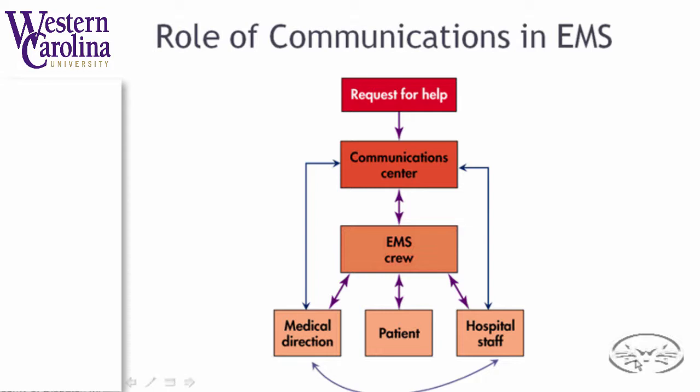So if we look at a flow, algorithmic flow of communications that takes place, you can see here we have a request for help to the communication center. The communication center conveys that message to the EMS crew, who responds to the patient. So there's an interaction then between the EMS crew and the patient. There may be a continued interaction, and there usually is, between the EMS crew and the communication center. Then there's a communication that takes place between the hospital staff and the EMS crew.